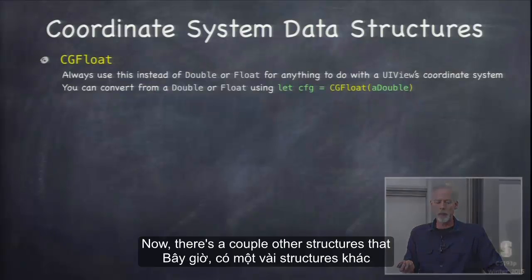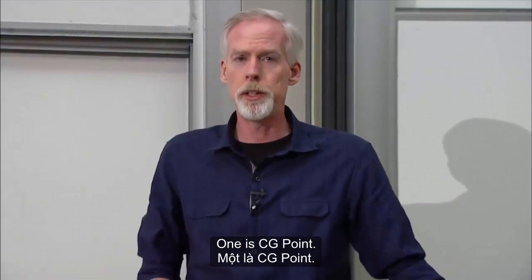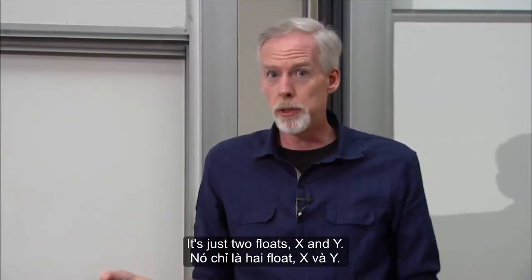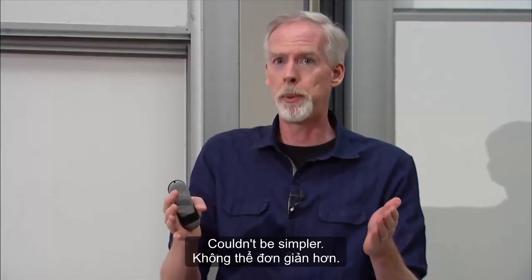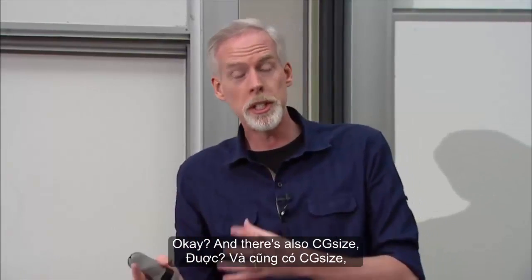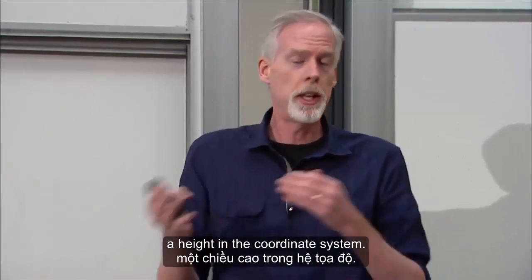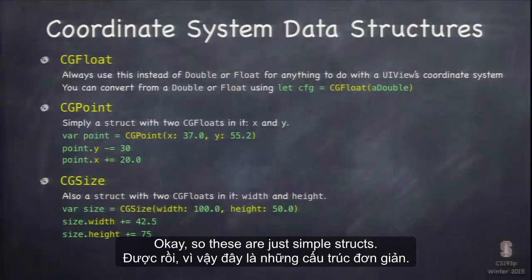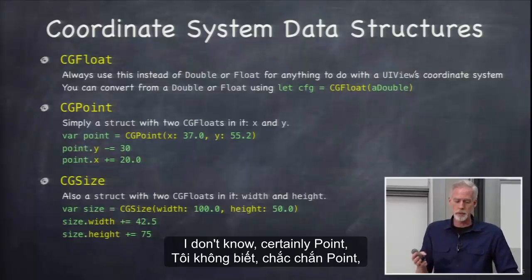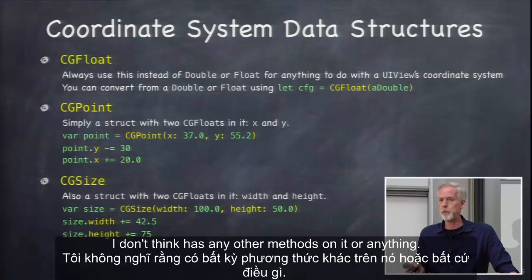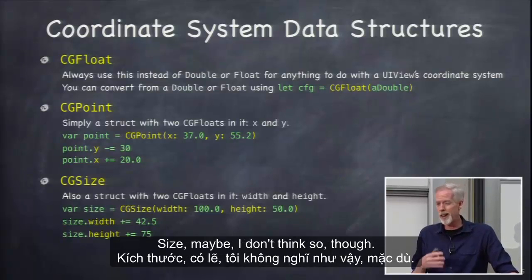Now, there's a couple other structs that are important here. One is CGPoint. It's just two CGFloats, x and y. It just defines a point in the coordinate system. Couldn't be simpler. Okay? And there's also CGSize. Just defines a width and a height in the coordinate system. Okay? So these are just simple structs. That's all they are, structs. I don't think point has any other methods on it or anything. Size maybe. I don't think so though.